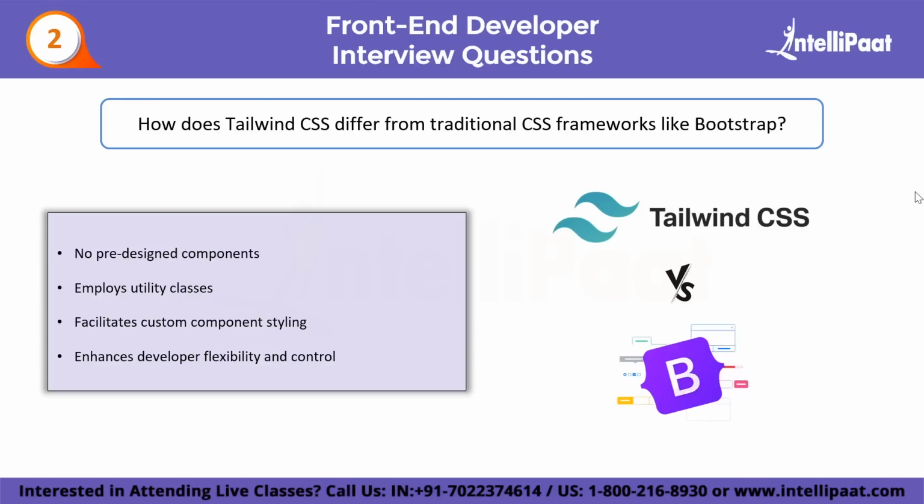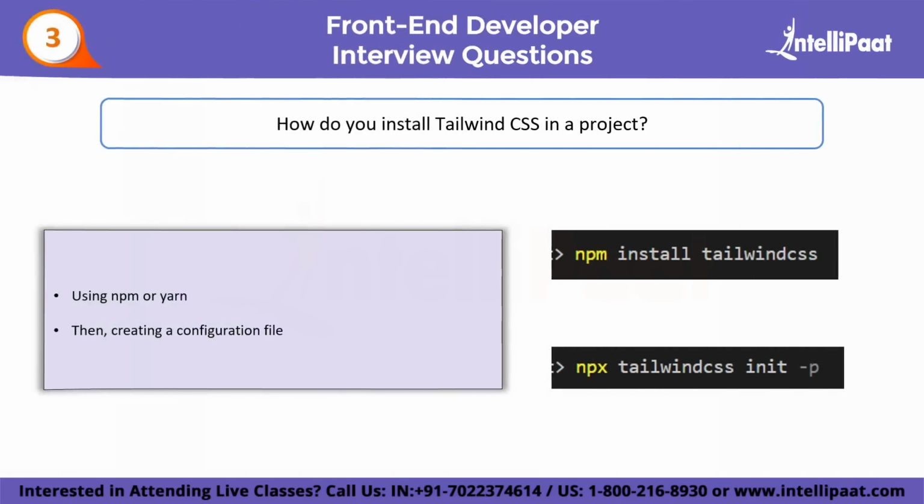Moving on to the next question. How do you install Tailwind CSS in a project? The answer to this question would be, you can install Tailwind CSS using npm or yarn. Run the command npm install tailwindcss in your command prompt in order to install Tailwind CSS. Then create a configuration file and build the CSS by running the npx tailwindcss init -p command.